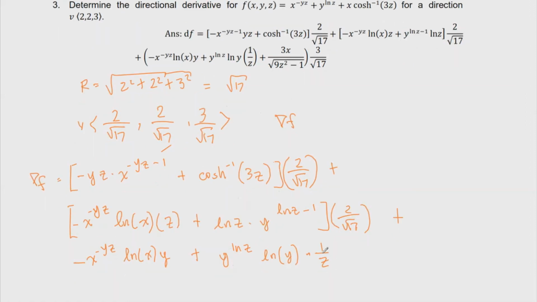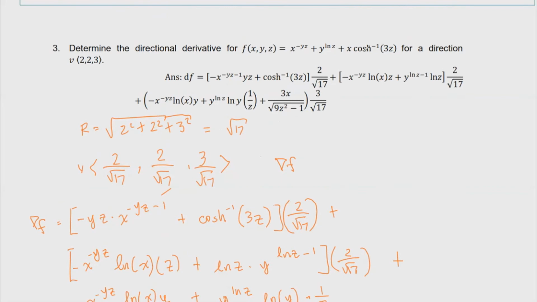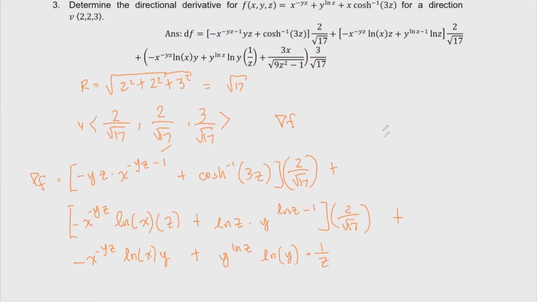Okay, and then finally, we have here the inverse hyperbolic cosine of 3z. And we know that the inverse hyperbolic cosine is not a reciprocal function, so that should be positive. So we have plus x, which is actually included because it's a constant here.